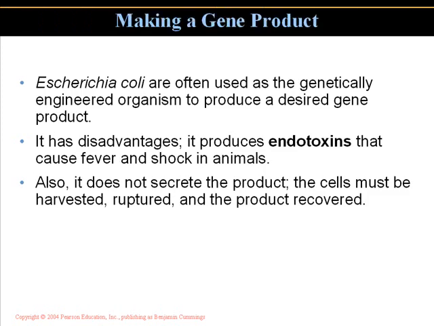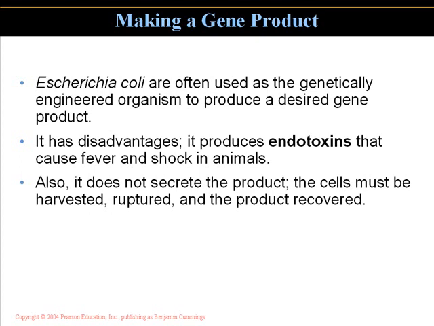E. coli also is often used in genetically engineered organisms to produce desired gene products. It has disadvantages, though. That's the endotoxin. Endotoxin causes fever and can even cause shock. Shock is a condition where your blood vessels dilate. You have a particular blood pressure, say 120/80. But if your blood vessels open up, your blood pressure will fall extremely low. That's life-threatening.